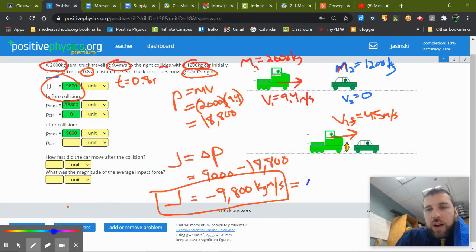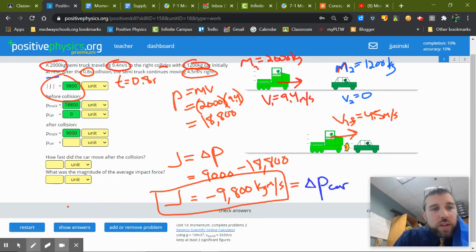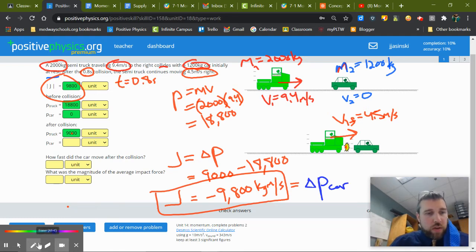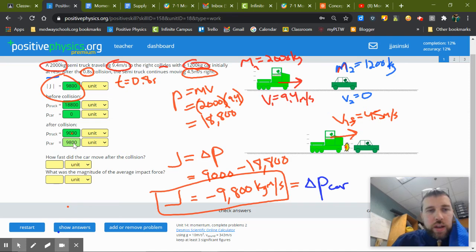Back to blue for the car. So the change in momentum for the car. It was 0, so now it should be 9,800. And it is. Huzzah.